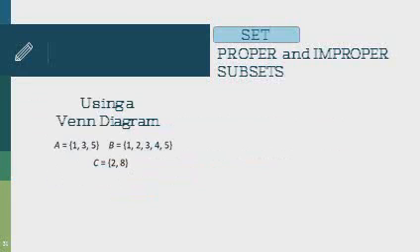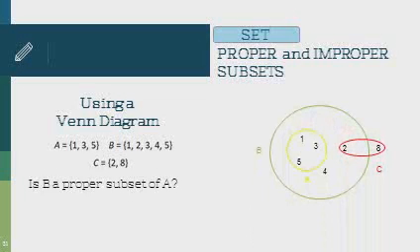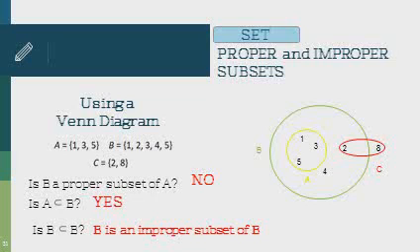Using the diagram once again. Is B a proper subset of A? No. Is A a subset of B? Yes. Is B a subset of B? B is an improper subset of B.